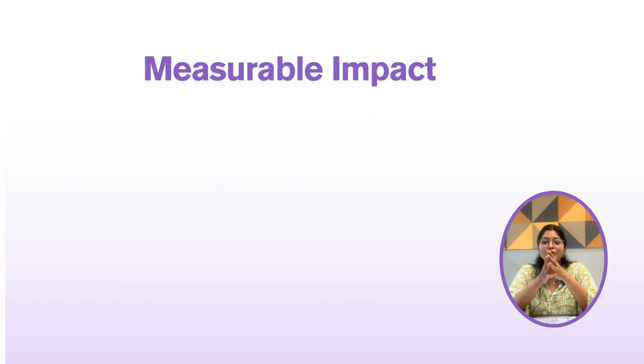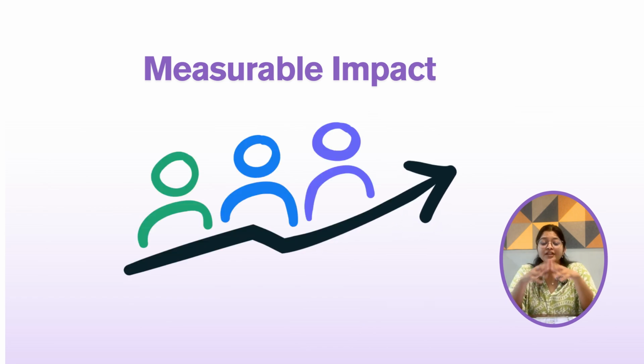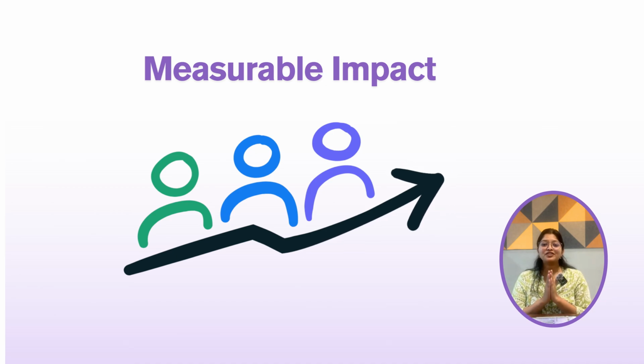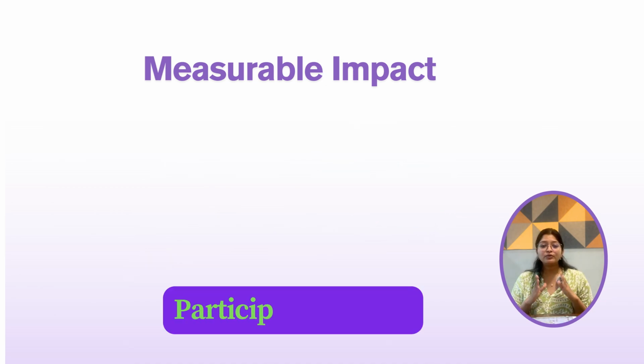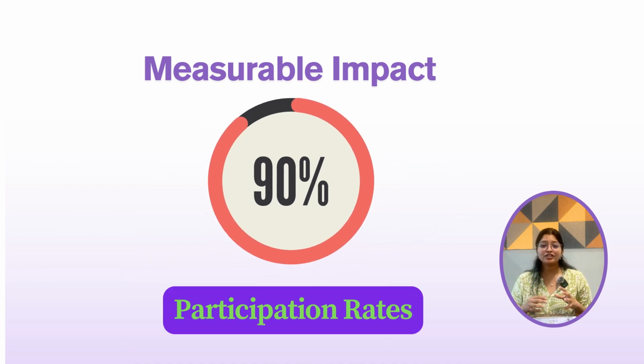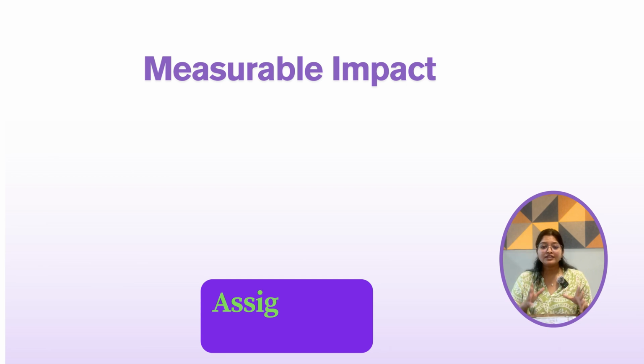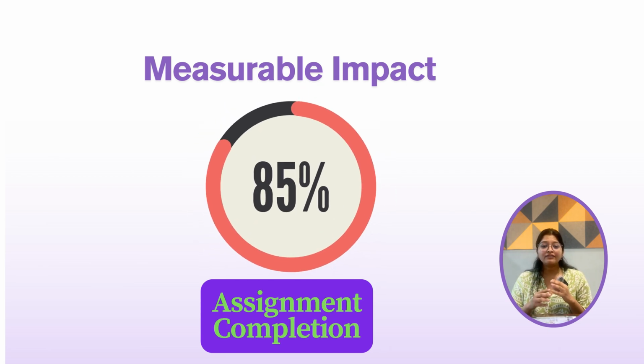So let's talk about measurable impact, the engagement metrics. Let's talk about numbers because results matter. The participation rates. Schools report up to 90% active participation in LoiLoNote classes compared to traditional classroom averages of just 30 to 40%. The assignment completion. Digital submission systems show 85% higher assignment completion rates. When learning is engaging, students want to participate.